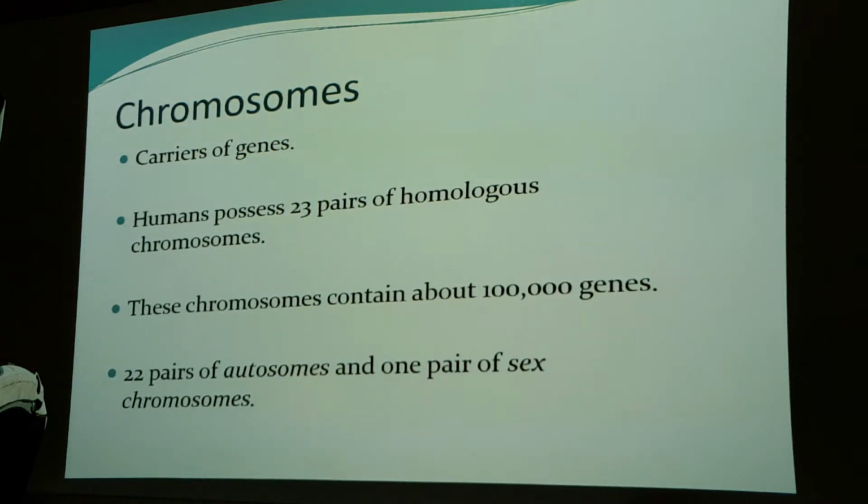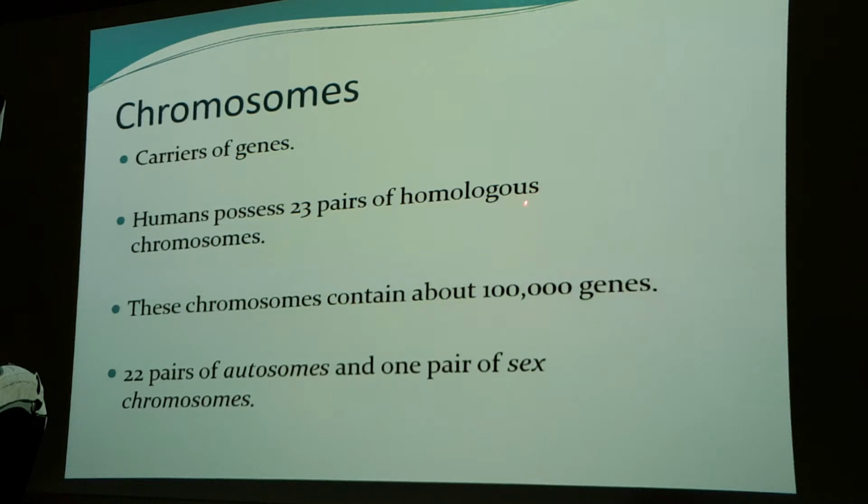So chromosomes are carriers of genes. Humans have 23 pairs of chromosomes. A typical chromosome has about 10,000 genes. And each pair is said to be a homologous pair. That is, it carries genes for the same traits. They know what traits are on what chromosome.